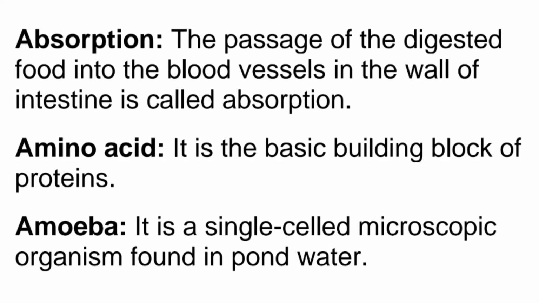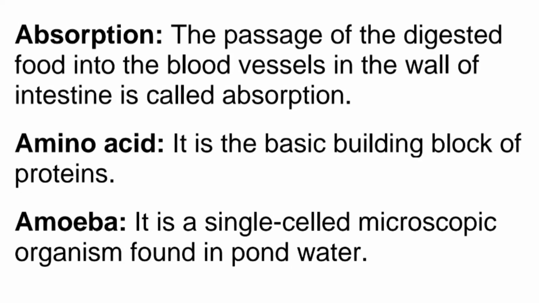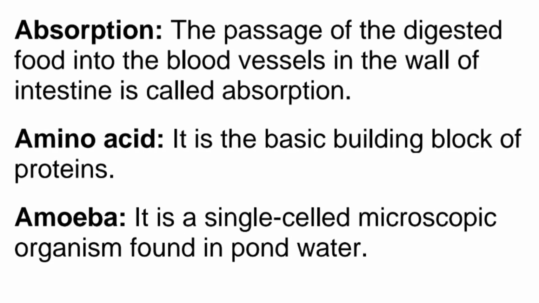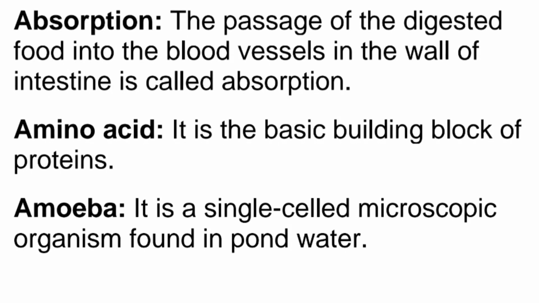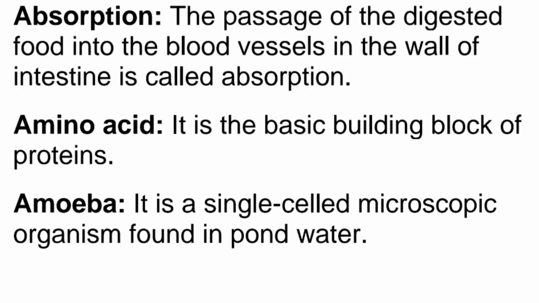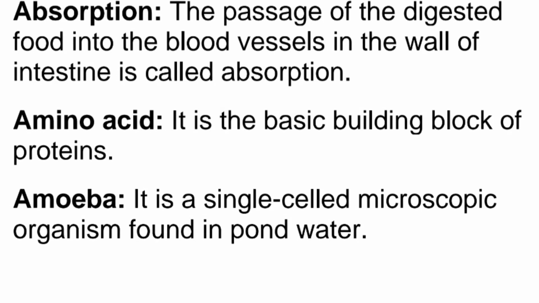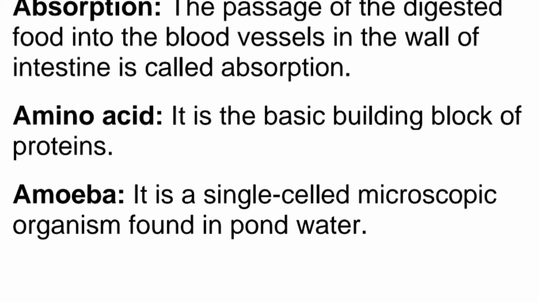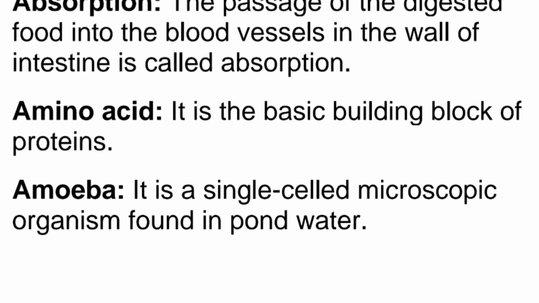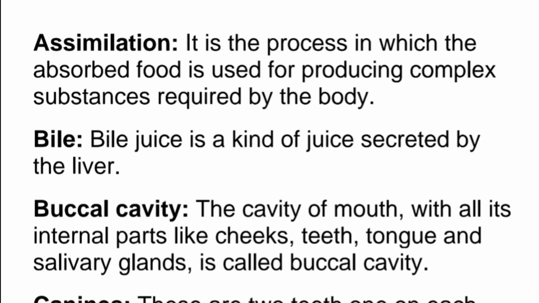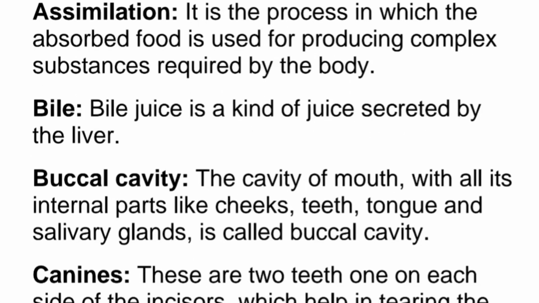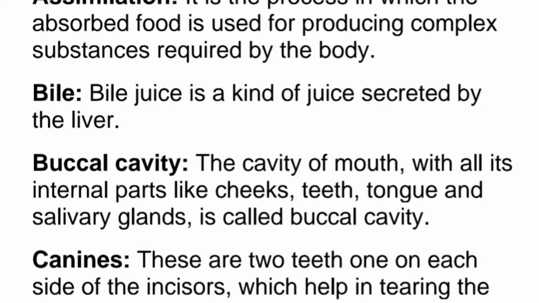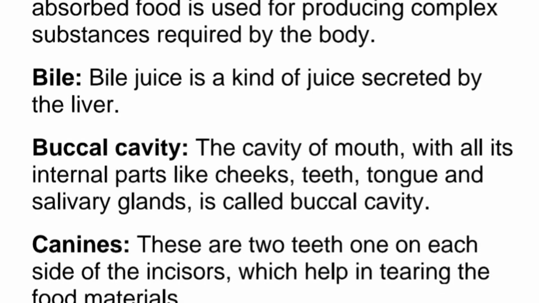Important terms. Absorption. The passage of the digested food into the blood vessels in the wall of the intestine is called absorption. Amino acid. It is the basic building block of proteins. Amoeba. It is a single-celled microscopic organism found in pond water. Assimilation. It is the process in which the absorbed food is used for producing complex substances required by the body.